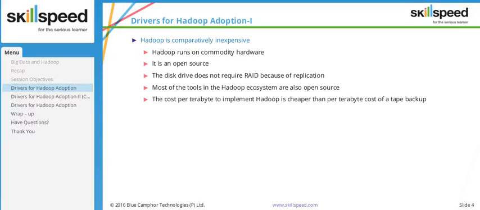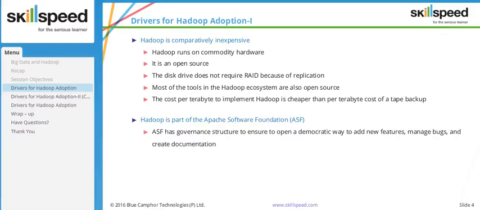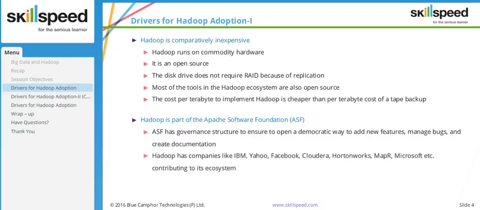The second point is that Hadoop is a part of the Apache Software Foundation. The Apache Software Foundation has a governance structure to ensure an open, democratic way to add new features, manage bugs, and create documentation. Like I explained in the previous lesson, some of the big names in the industry such as IBM, Yahoo, Facebook, Cloudera, and Microsoft have all contributed, and keep on contributing, their share in developing new features for Hadoop, managing the bugs of Hadoop, and also creating proper documentation of Hadoop.